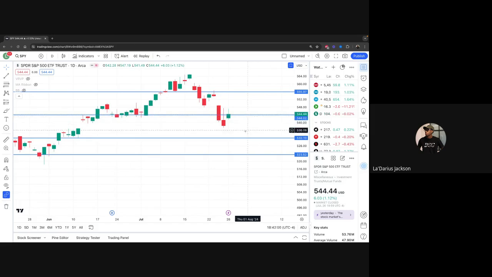So if it drops down to 532, you have 2 sell points. You can sell at this level here, or you can sell at this level there. You can also buy at that level and sell at that level. It just depends on what you want to do. But I like to play reversals. I like to buy things that are low. Again, the whole name of the game is buy low, sell high, right?